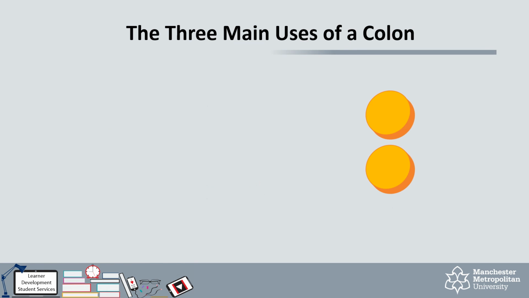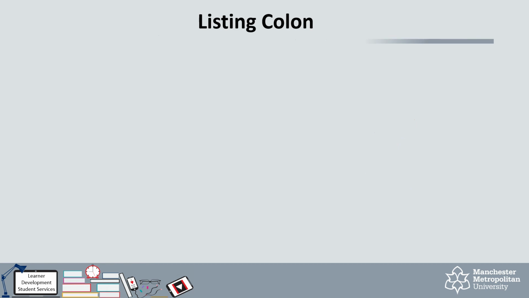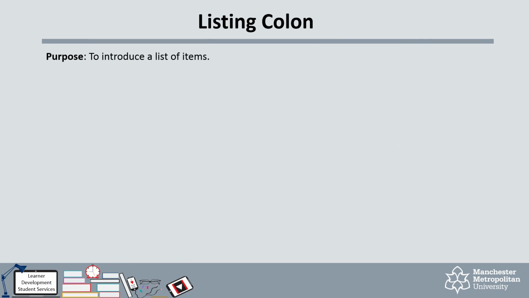Let's start by explaining the three main uses of the colon. These are before a list, before a quotation, or before a clarification. Let's look at each of these individually, starting with the listing colon. The purpose of this colon is to introduce a list of items. Here are some examples of this usage.